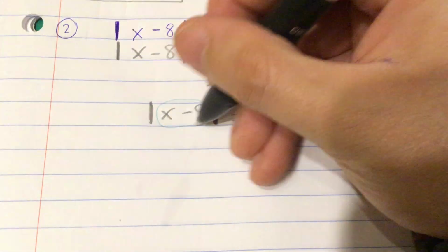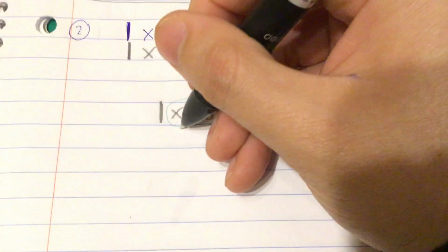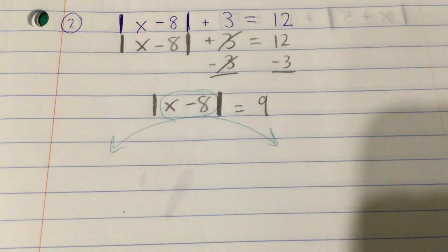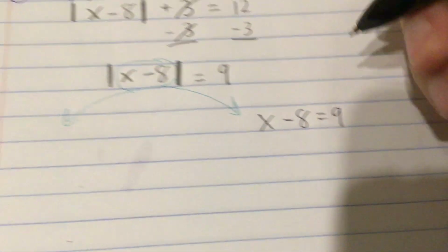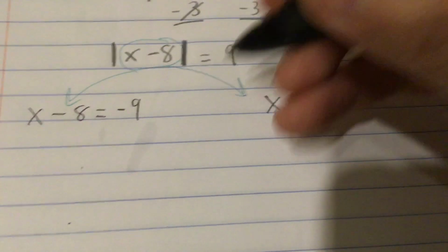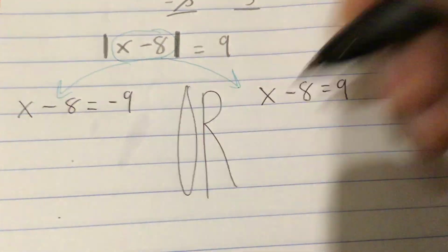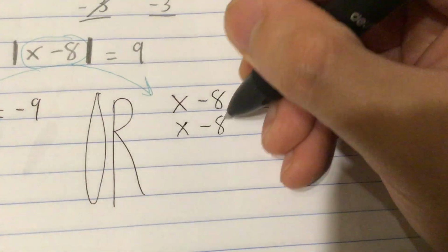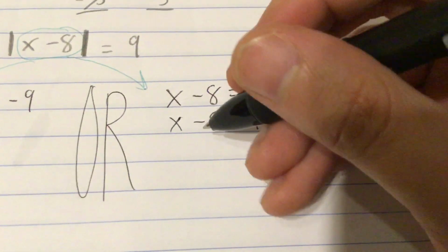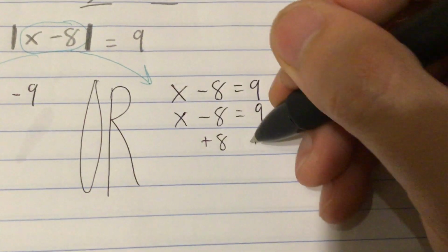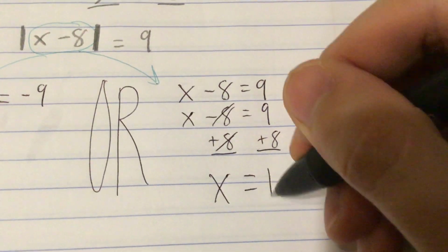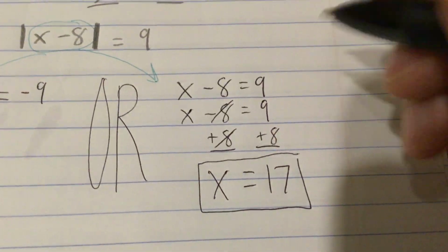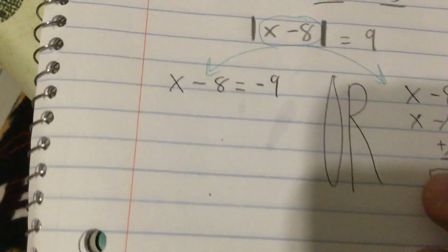Yeah, I'm going to split this up into two cases. Either x minus 8 is equal to 9, or x minus 8 is equal to negative 9. So I've got x minus 8 equals 9. And I'm going to undo the layers of x by adding 8 to both sides. So that means x is equal to positive 17. That's one of the solutions. Let's solve for the other.